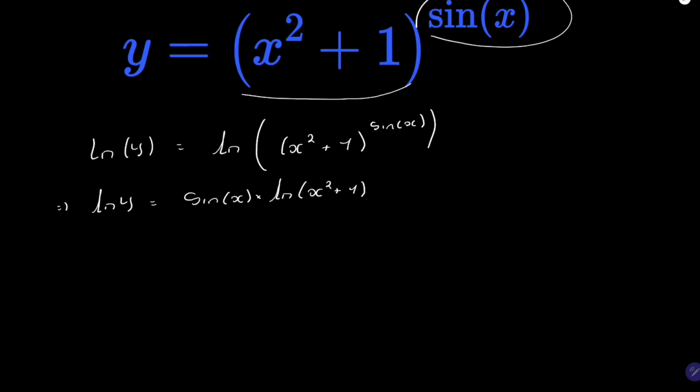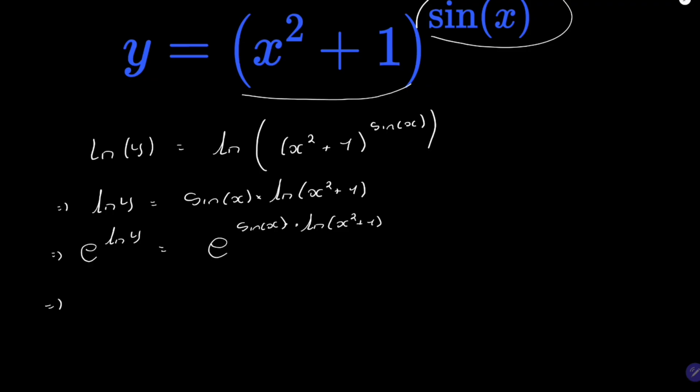So what's the next thing to do? The next step is to apply the base e on both sides. That is, e to the ln of y equal to e to the sine of x times ln of x squared plus 1.